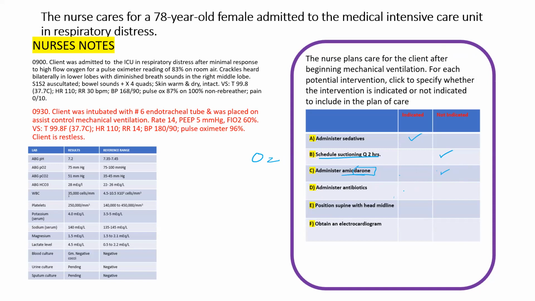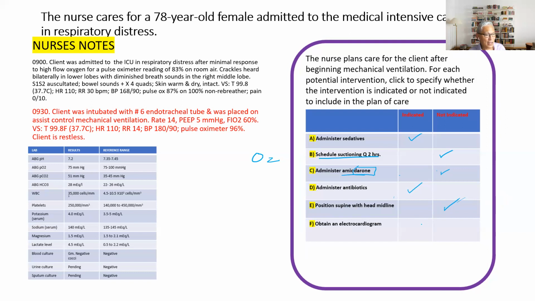Indicated. Yes, because the patient has sepsis, correct? Position supine. Is this a good position? Not indicated. What kind of position should it be? It should be prone. Yes, prone positioning or 30 to 45 degrees.